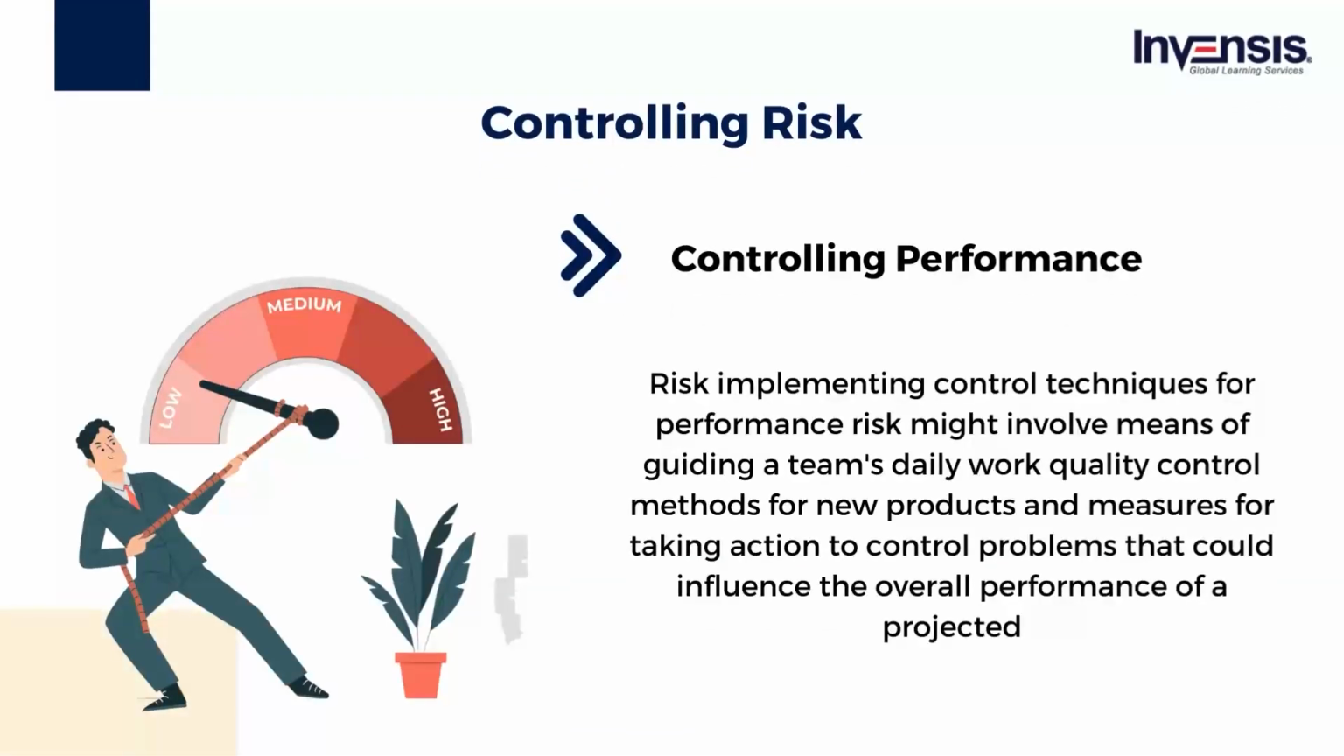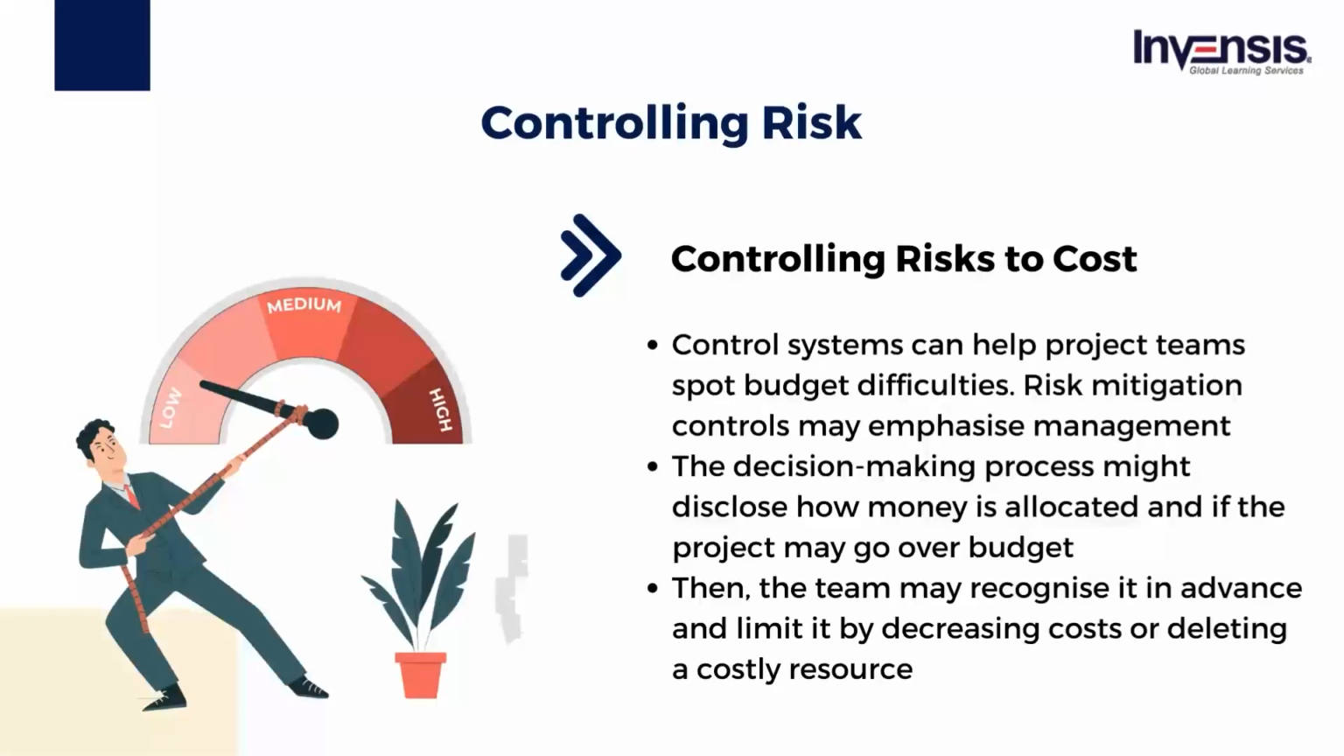Second is controlling performance risk. Implementing control techniques for performance risk might involve means of guiding a team's daily work, quality control methods for new products, and measures for taking action to control problems that could influence the overall performance of a project. Third is controlling risks to cost.